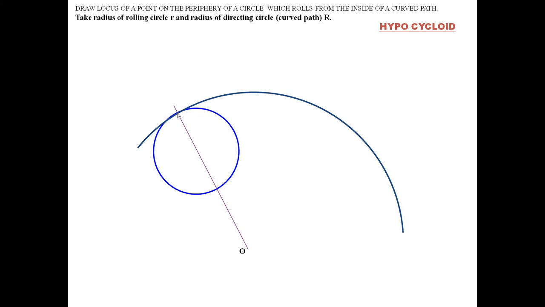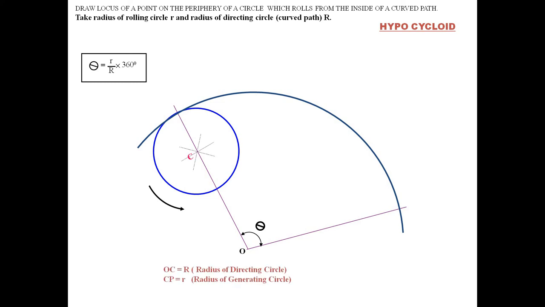So our point is situated here. Similarly, this is the direction of rolling of this rolling circle. This is the center point, and for closing this arc we need theta. Theta is calculated as in the previous case, that is theta is equal to small r divided by capital R into 360 degrees. As we divided the rolling circle into 8 parts in the case of the epicycloid, similarly for the hypocycloid we will do the same construction.